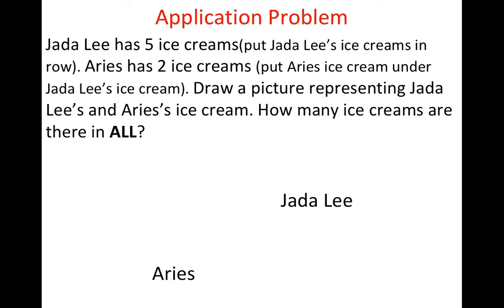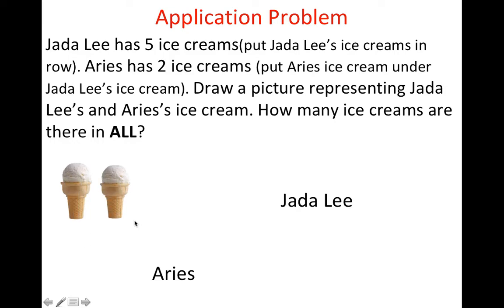Again, Jada Lee has 5 ice creams. Aries has 2 ice creams. Draw a picture representing Jada Lee's and Aries' ice cream. How many ice creams are there in all? Remember, in math, if you do not know how to draw ice cream, it's okay. You can do circles, you can do sticks. They're all fine.